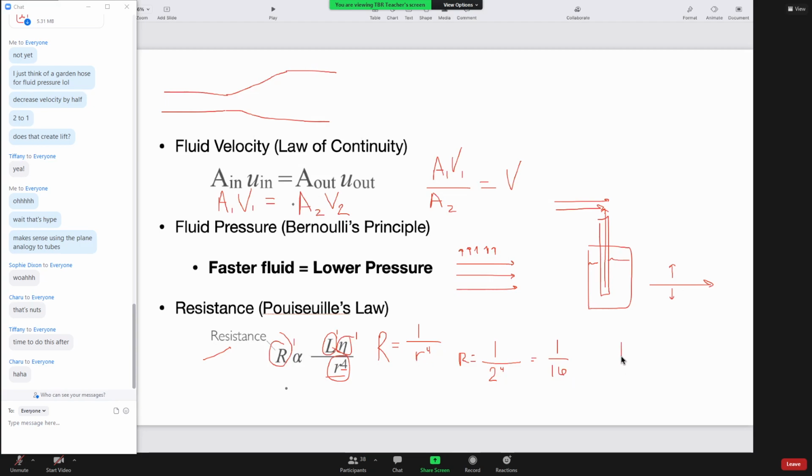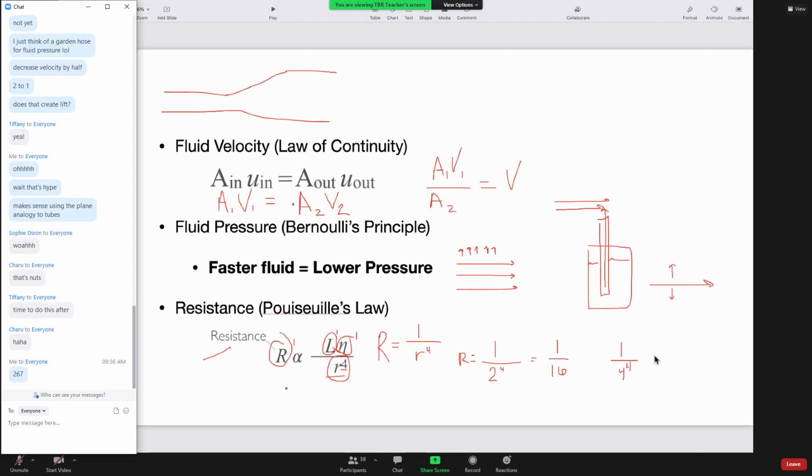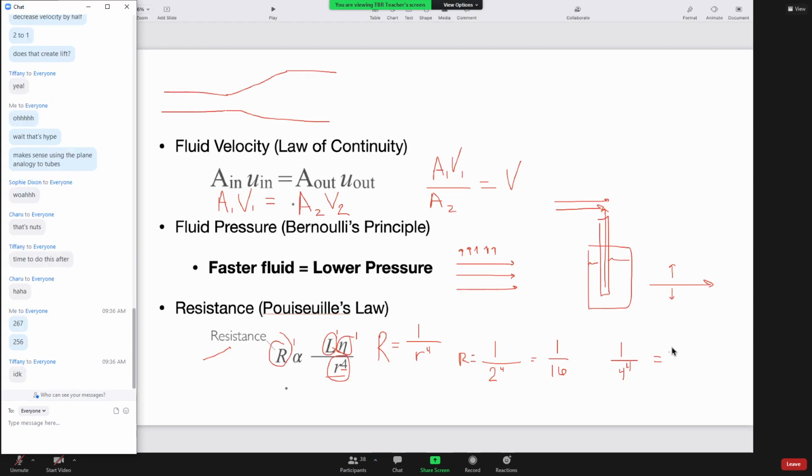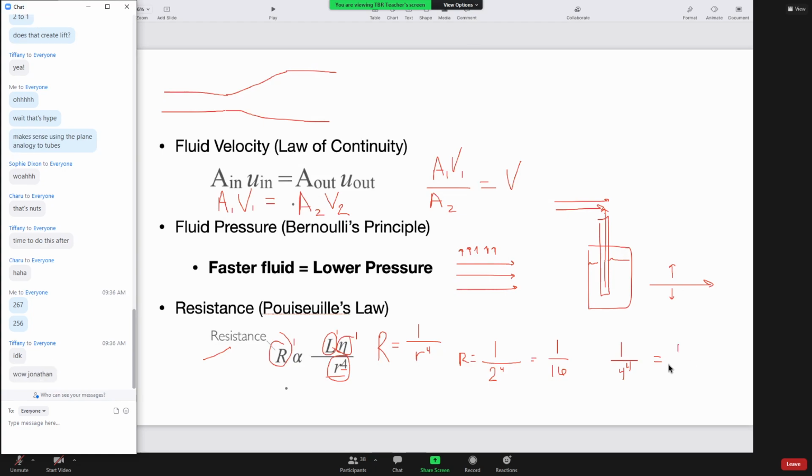Let's say we double the radius, and the radius is now 4. So 4 times 4 is 16, times 4 is 64, times 4. What's 64 times 4? 256. Okay, cool. 256. So the resistance is 1 over 256.